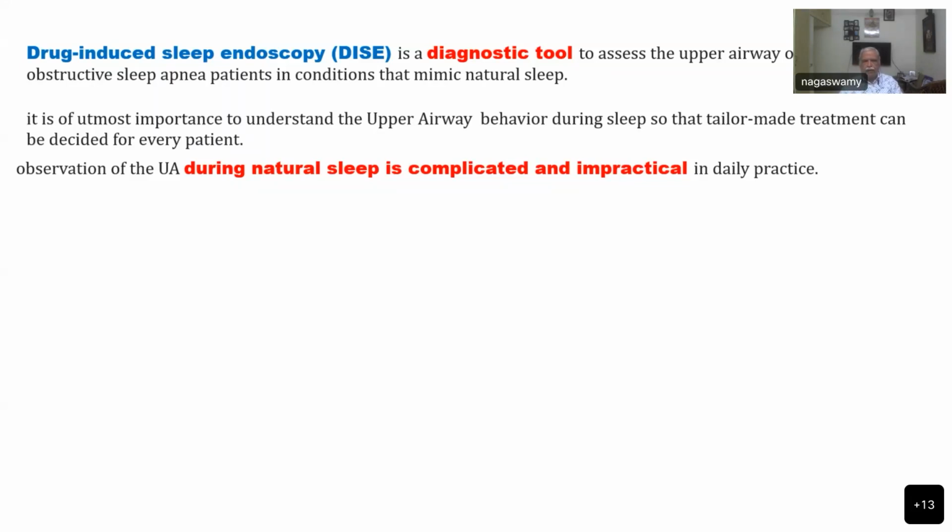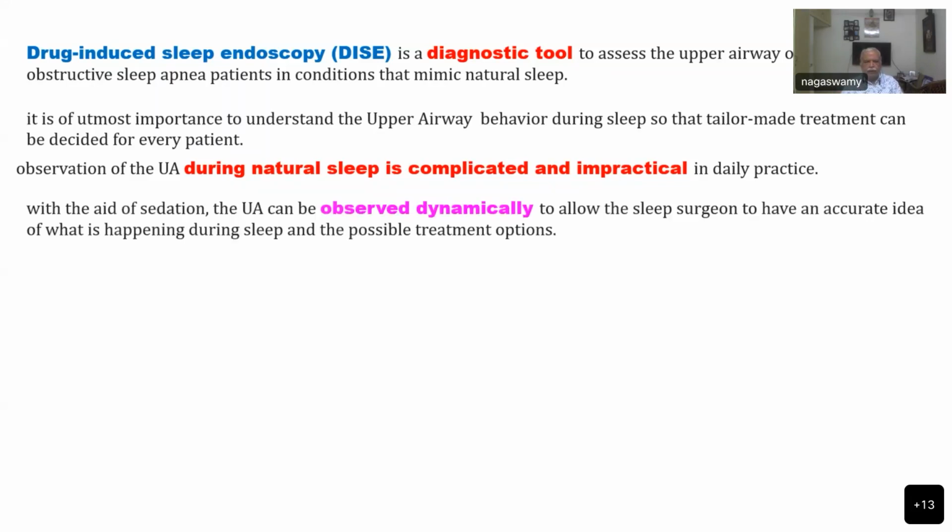Whereas by doing a DISE, we are able to pinpoint and locate where exactly the problem is. And with the aid of sedation, upper airway obstruction can be observed dynamically. This is very, very important because in overnight polysomnography, we do not do any endoscopy. So we are just making a guess where the obstruction will be.